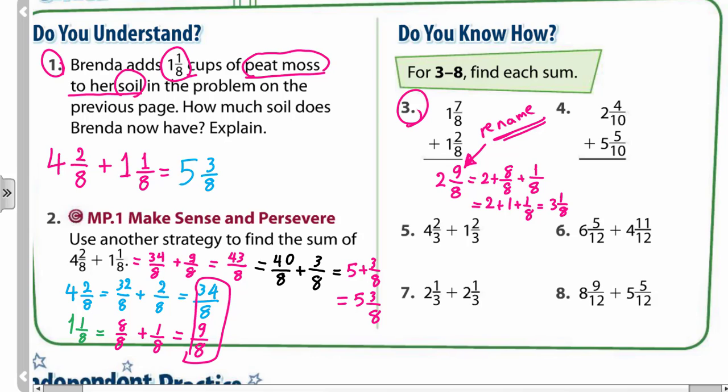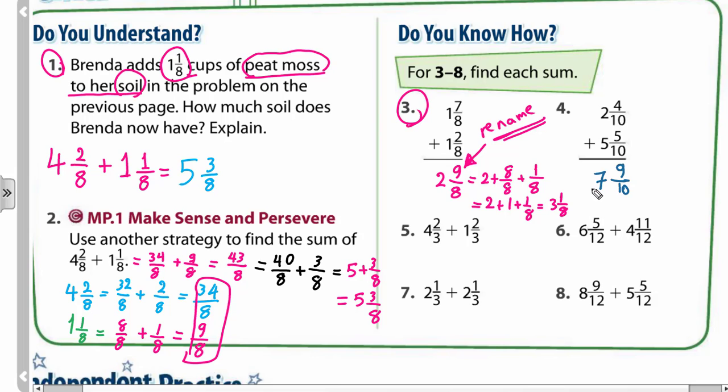2 and 4 tenths plus 5 and 5/10. Go ahead. We will add the 4 and 5. It will be 9. 9/10. And the whole is 7. Okay, do we need to rename?